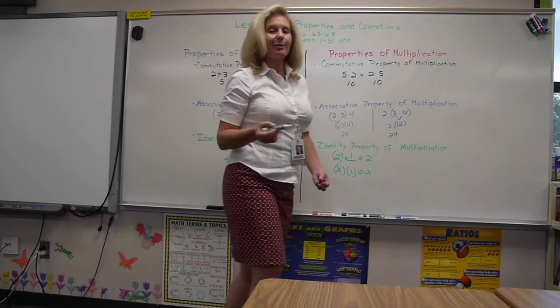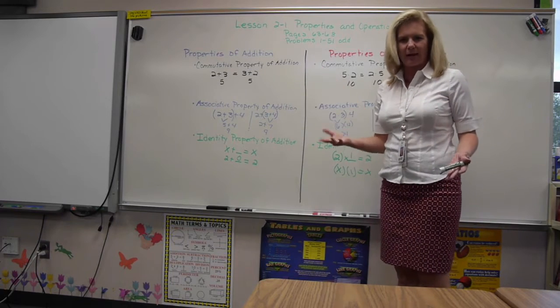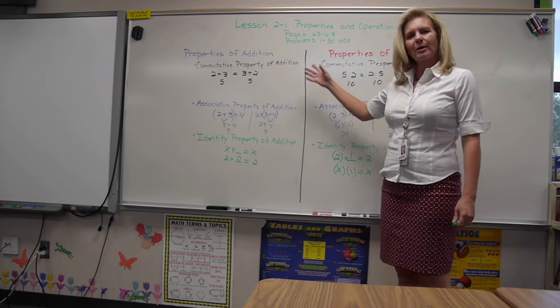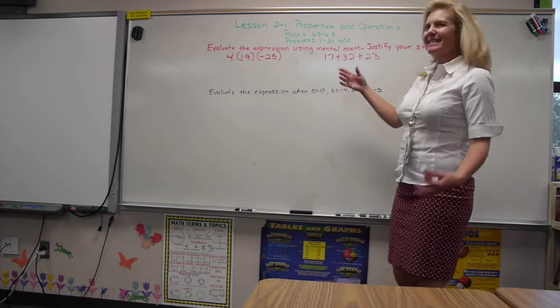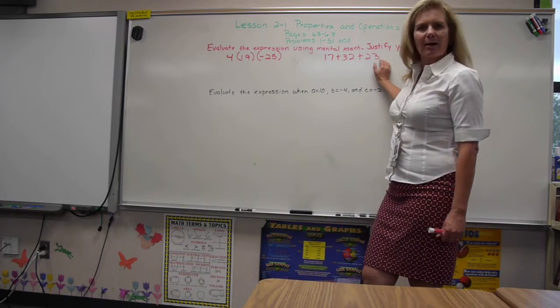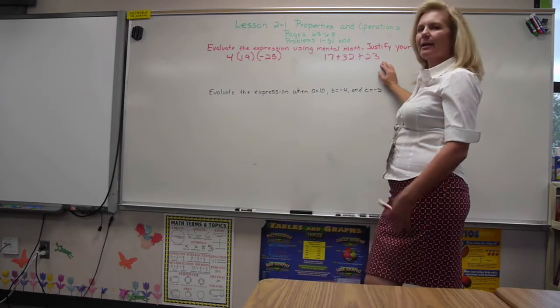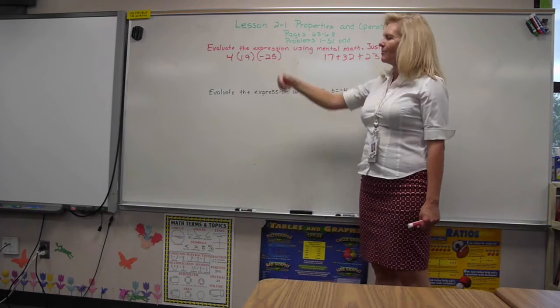Now the reason why we do this is to help us solve problems. We don't just do this to identify the property. We then manipulate equations or numbers to help us solve it more easily. So let's actually see how we would apply this in our homework for today. So one type of problem that you're going to get today, it says evaluate the expression using mental math and then justify your steps. So what you're going to get is a problem that looks like this.